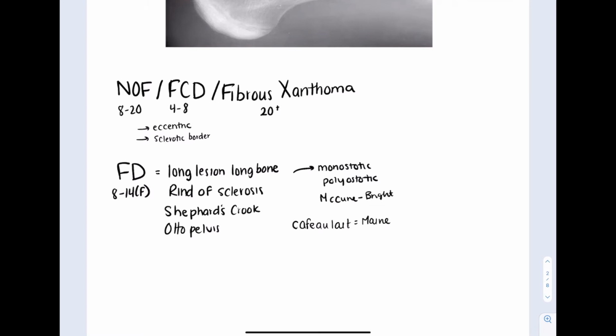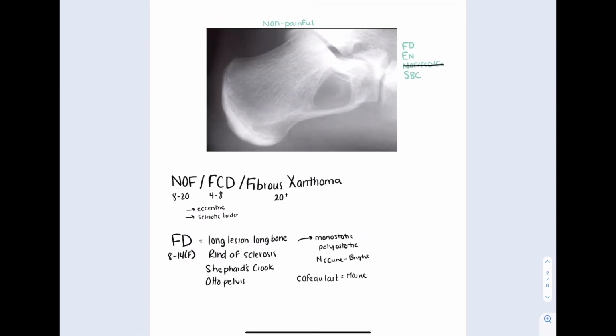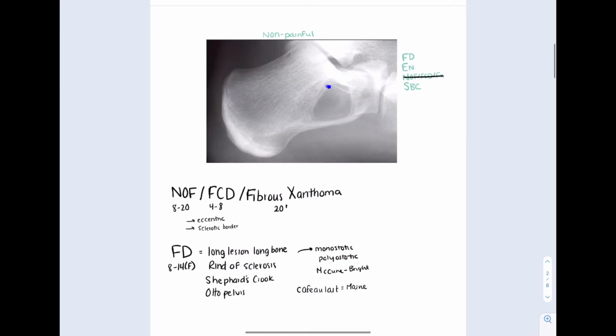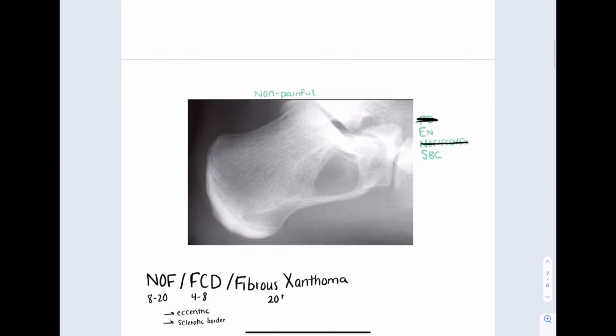Remember, it's jagged. So really, looking at this, well, it's not a long lesion. It's not a long bone. There's no rind of sclerosis. I don't really see any fibrous matrix. So FD really isn't on my list. At the end of the day, could it be FD? Yes, but it's not on my list. It's not high likelihood. So that leaves me enchondroma and simple bone cyst.